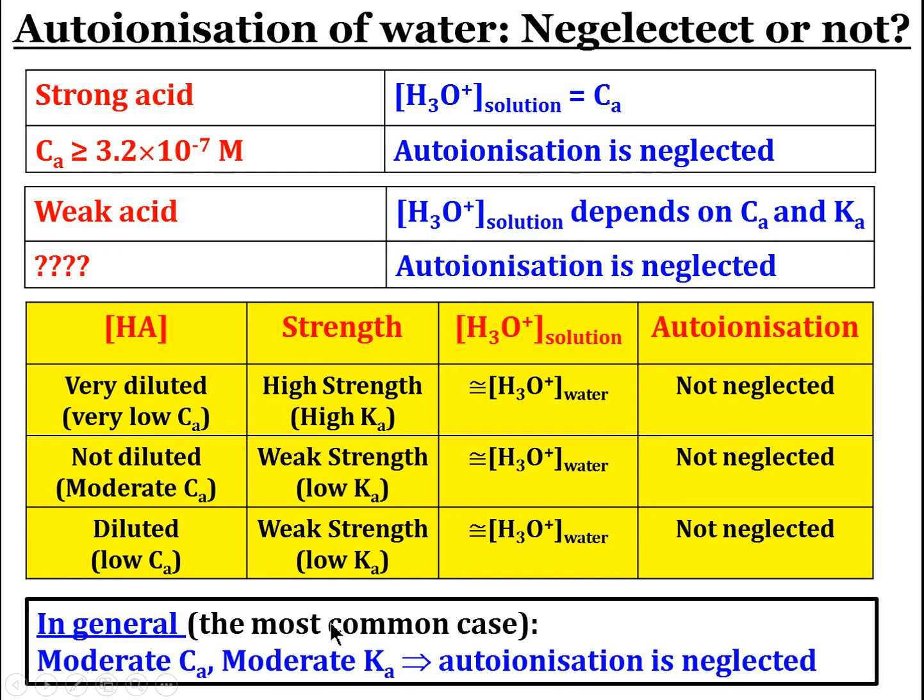So in general, and this is the most common case, and this is the general case of our study, for moderate concentration of the weak acid HA, and this acid is of moderate strength, the autoionization of water is neglected.